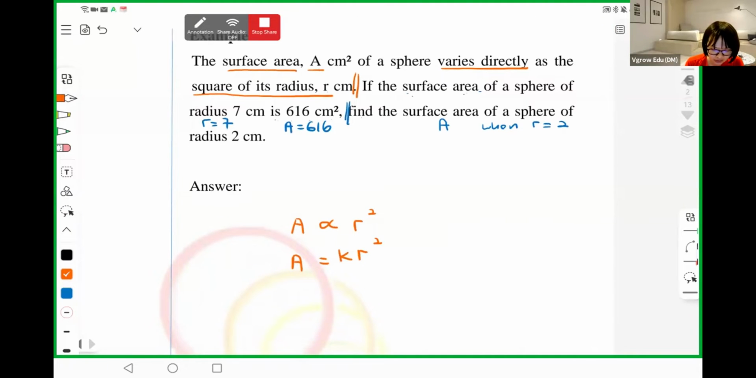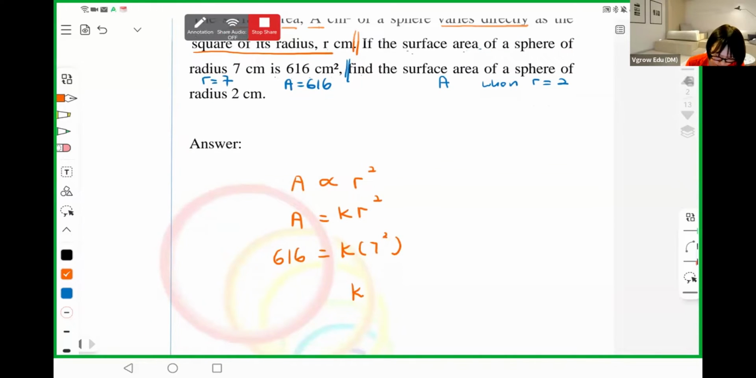Next, look at the values we just wrote down: r equal to 7, A equal to 616. What we need to do is just substitute. So A is 616, equal to k r squared. So k equals 616 divided by 49, because 7 squared, 7 to the power of 2, is 49. Then you will manage to find the answer.